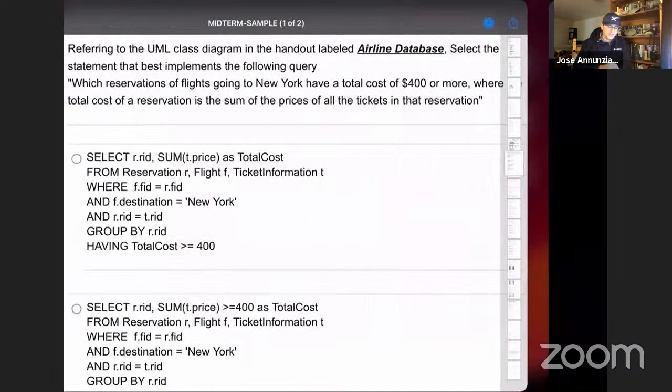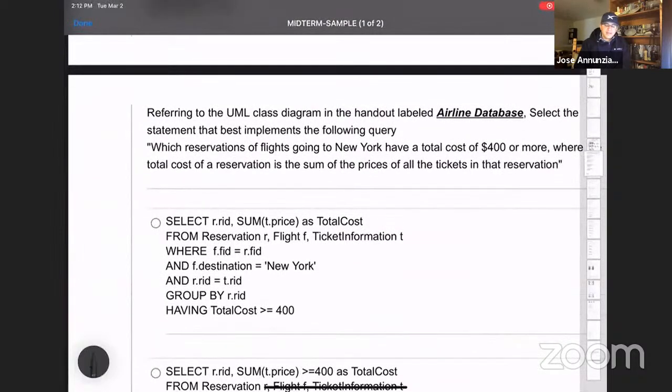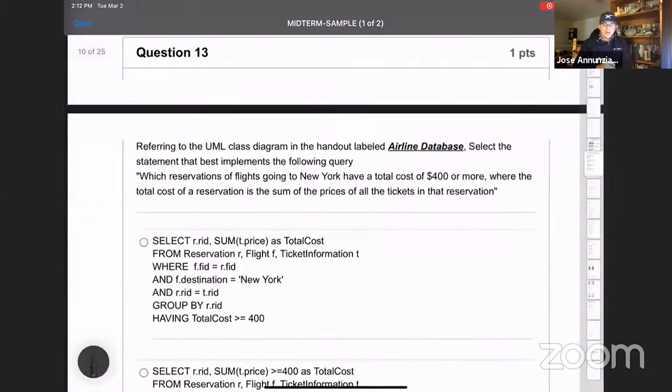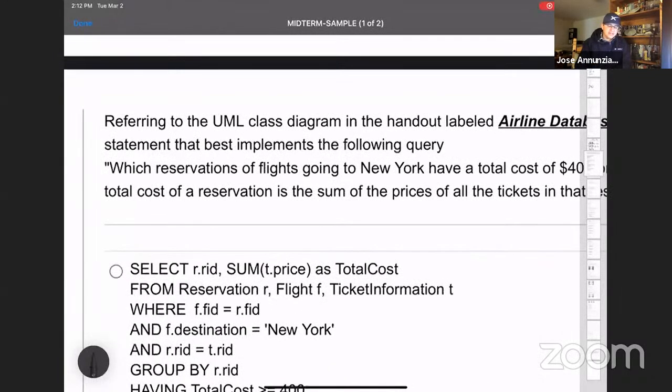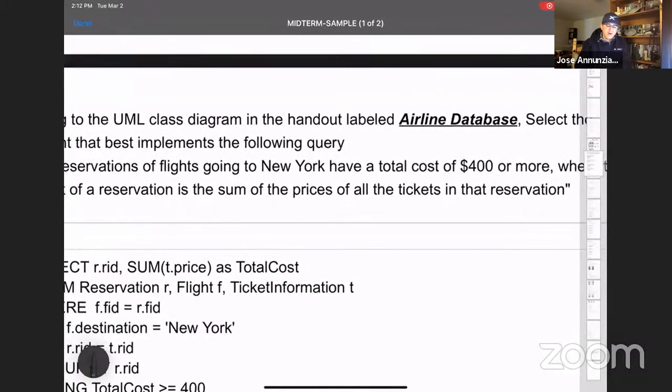Okay. Anyway, so the question is, referencing the UML diagram, select the statement below that best implements the following query. Which reservations of flights going to New York have a total cost of $400 or more? When you say a total cost, that sounds like a sum, right? We want to add up something, and the total cost of a reservation is the sum of all the prices of all the tickets in that reservation.